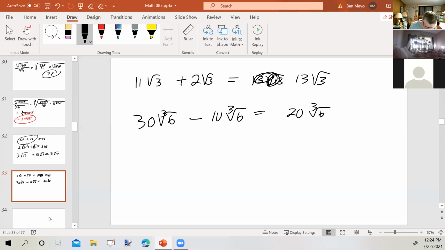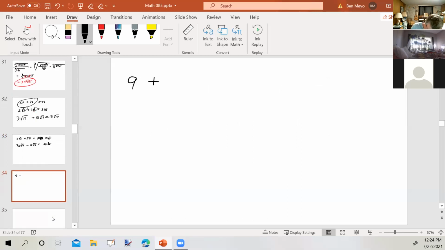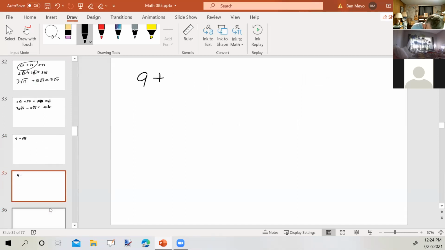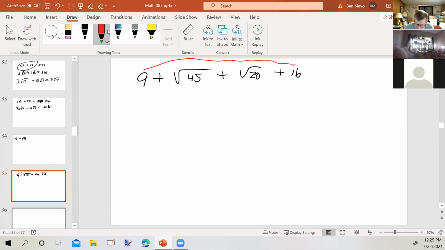All right, now what if we got this scenario though? 9 plus the square root of 45 plus the square root of 20 plus 16. Simplify by combining like radicals. Well, 9 and 16, those are just whole numbers. Those can go together. But the square root of 45 and the square root of 20 don't look at all alike. The key to this problem is to simplify each radical term first.